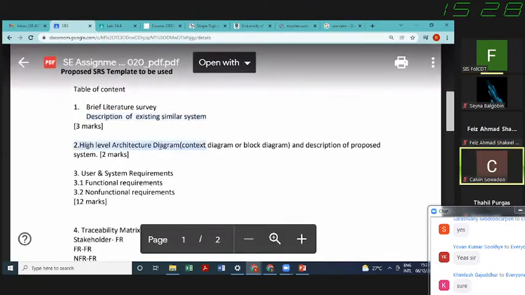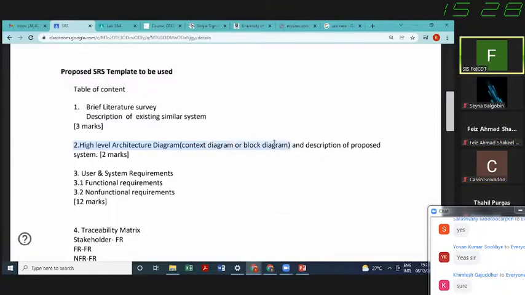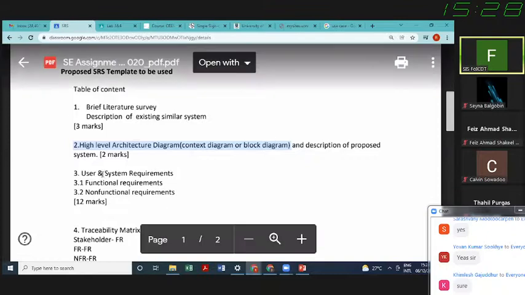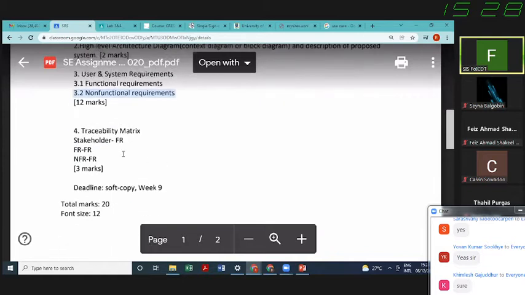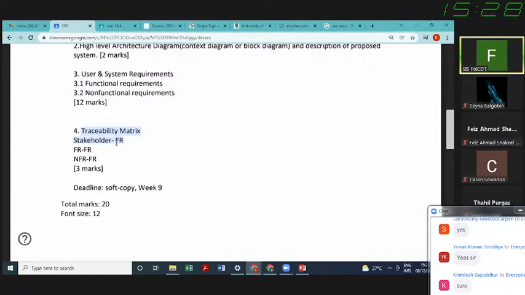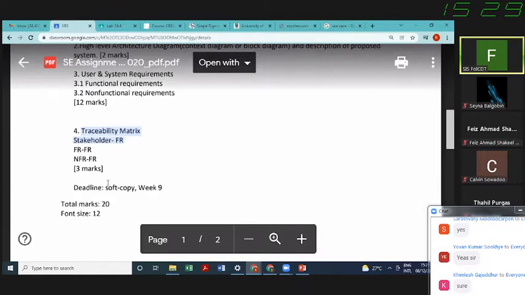Second, a high-level architecture diagram. You can have a context diagram or a block diagram. I'm going to ask you to do some research on what we mean by a high-level architecture diagram, a context diagram, and a block diagram. Then third, you specify the user and system requirements, the functional requirements and the non-functional requirements. And fourth, you do a traceability matrix, from stakeholder requirements to system requirements, and onward.